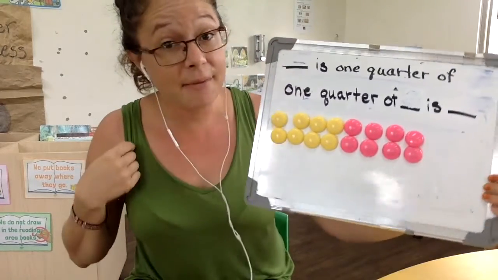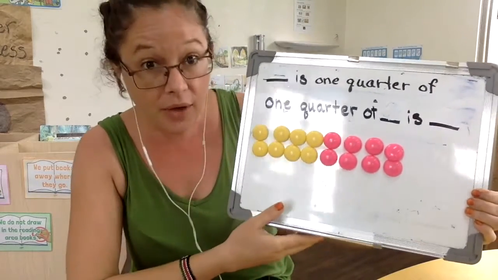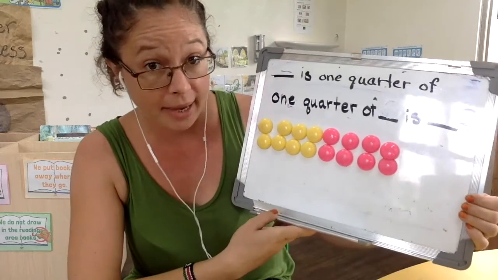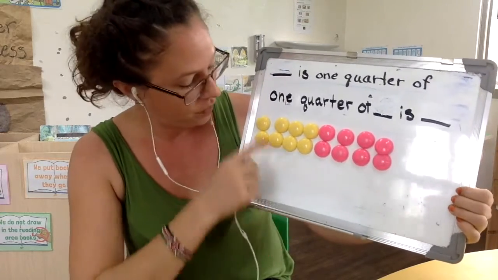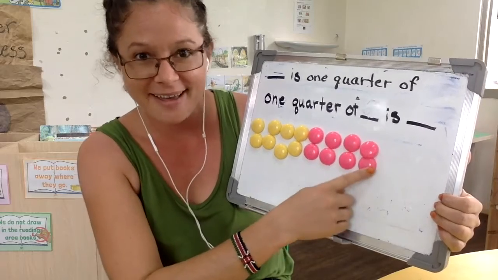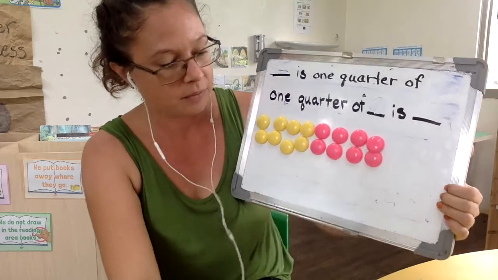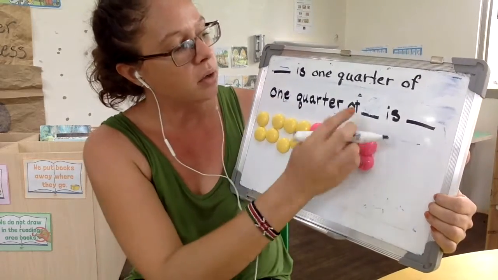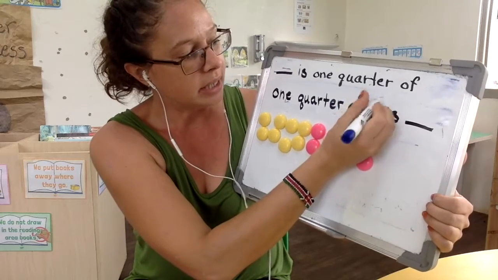Let's try an even bigger number. Can you help me count in twos to see how many magnets there are? Ready? 2, 4, 6, 8, 10, 12, 14, 16. We're finding 1/4 of 16.